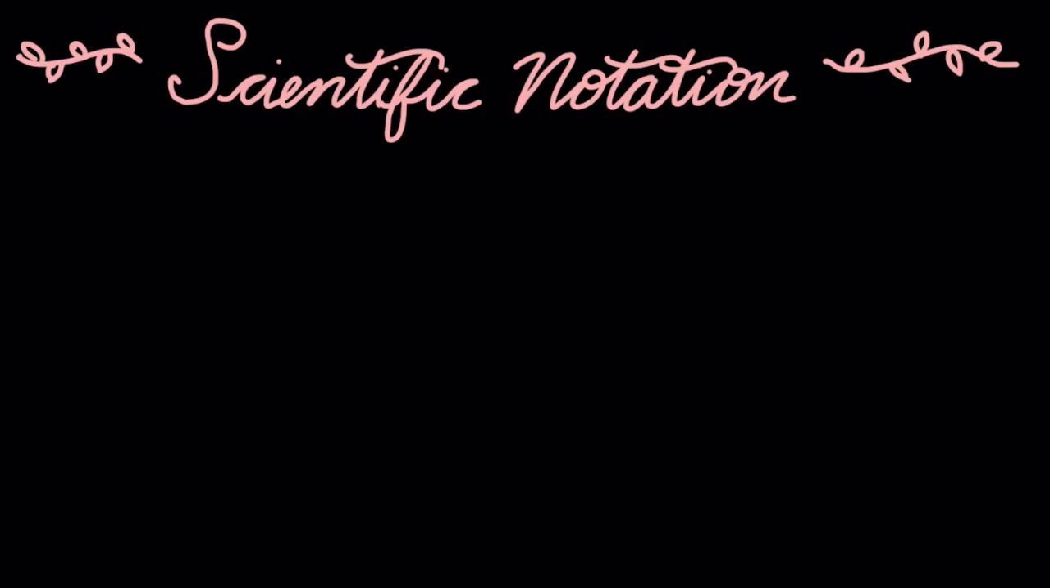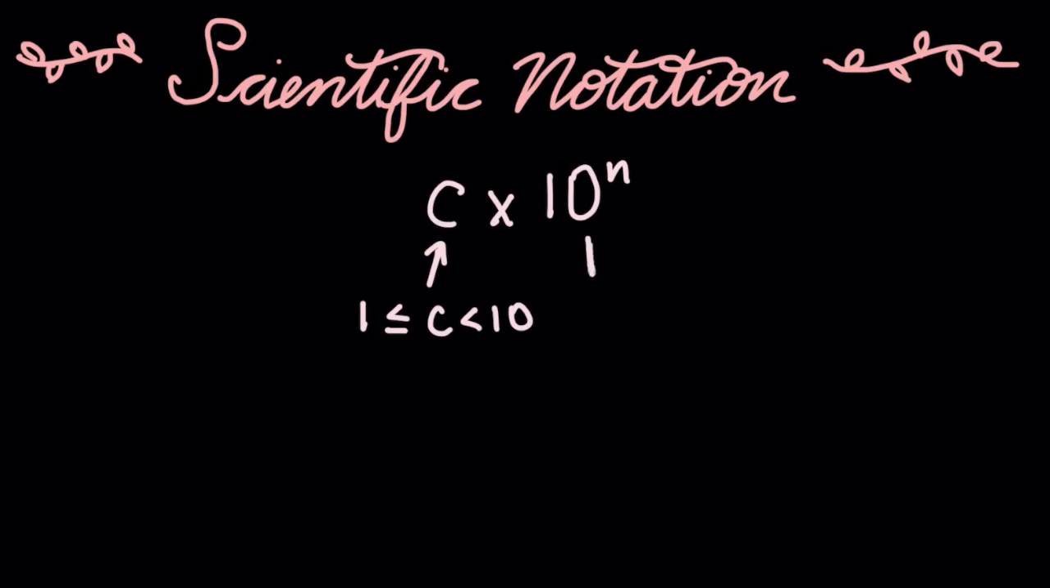In scientific notation, you write in the format c times 10 to the power of n, where 1 is less than or equal to c and less than 10, but does not include 10. 10 is your base, and it is always 10. It is never another number. N is your exponent, and it is always an integer. It can be positive or negative, but it's not a fraction.